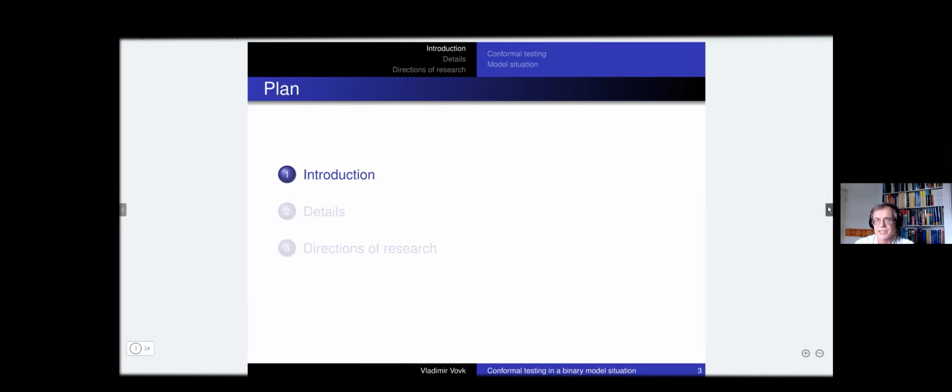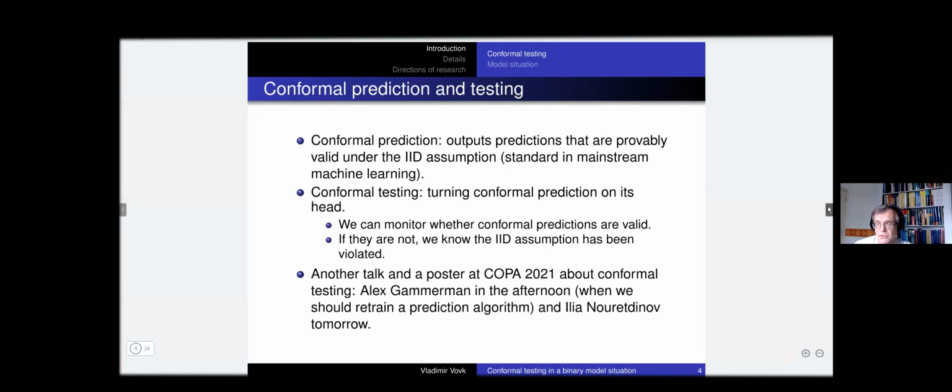So the introduction is a big part of this talk. There will be another talk on this topic by Alex Gammerman in the afternoon. And Ilya Nouretdinov has a poster tomorrow on a similar topic, but his model situation will be more complex. It will be continuous. It will not be binary.